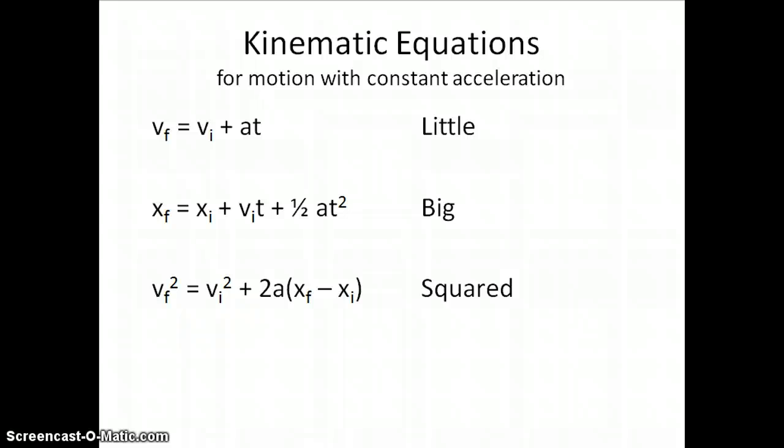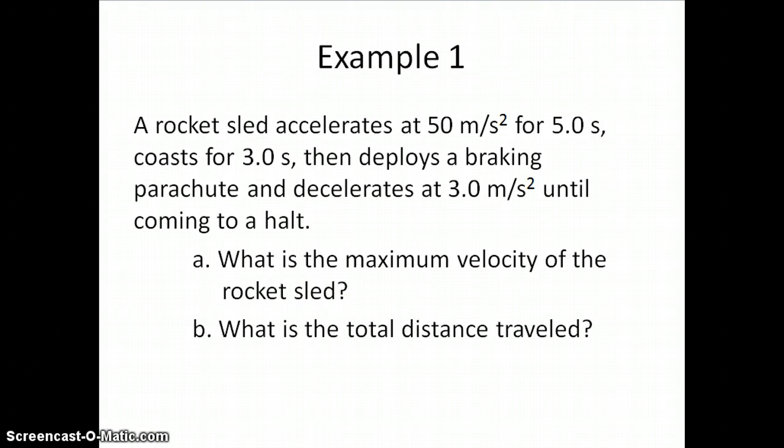So you have your equations, and now I'm going to walk you through a sample problem of where we would use them. Here's the problem. A rocket sled accelerates at 50 meters per second squared for 5 seconds, coasts for 3 seconds, then deploys a braking parachute and decelerates at 3 meters per second squared until coming to a halt. The question is, what is the maximum velocity of the rocket sled, and what is the total distance traveled? That's a lot to do.